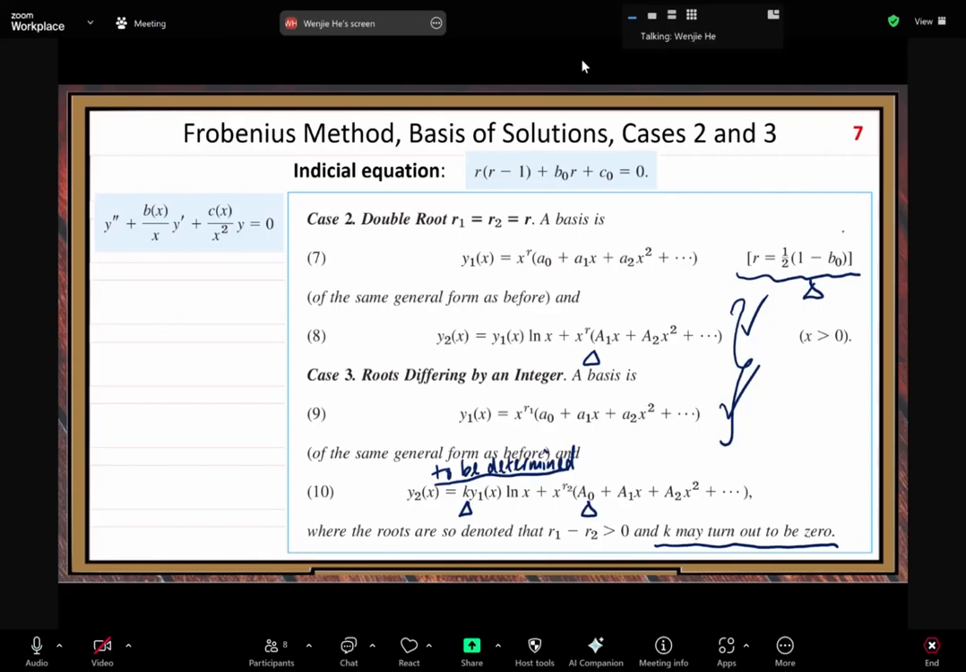Another thing is case 3, when we get R1, R2, because when you get two distinct roots, how do we arrange those two roots? So we use this. R1 should be greater than R2. R1 minus R2 is a positive number. All right, so later we will also use this. All right, let's start examples.